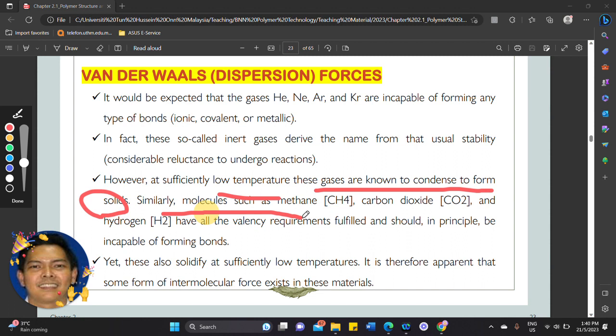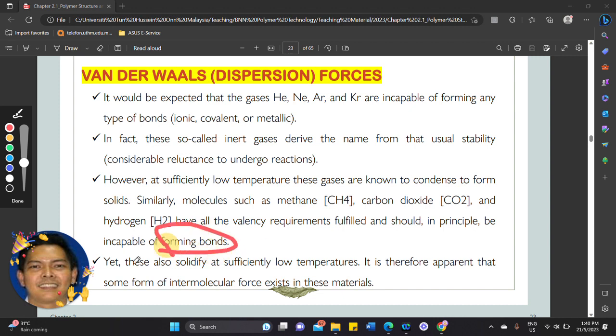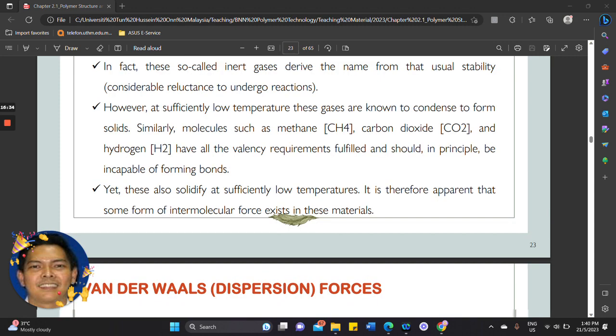Similarly, molecules such as methane, CH4, carbon dioxide, CO2, and hydrogen have all their valency requirements fulfilled and should in principle be incapable of forming bonds. Yet, they also condense at sufficiently low temperature. It is therefore apparent that some form of intermolecular force exists in these materials.